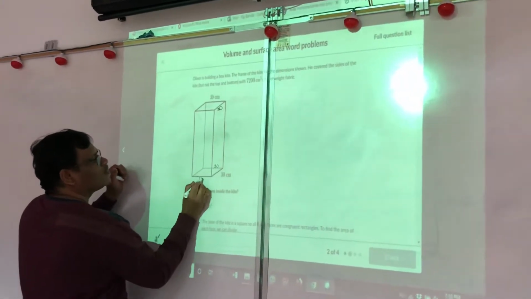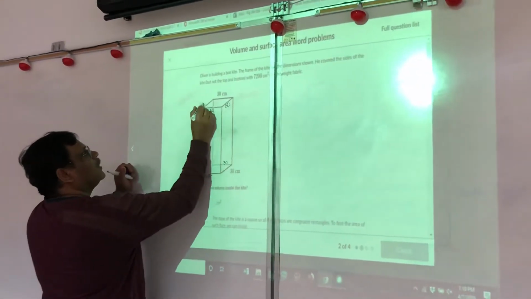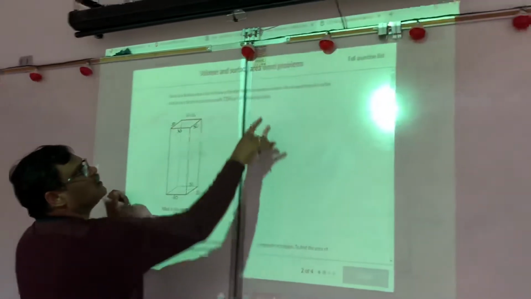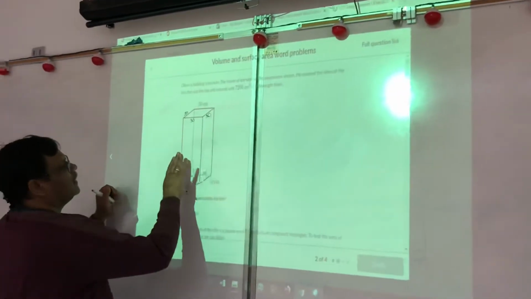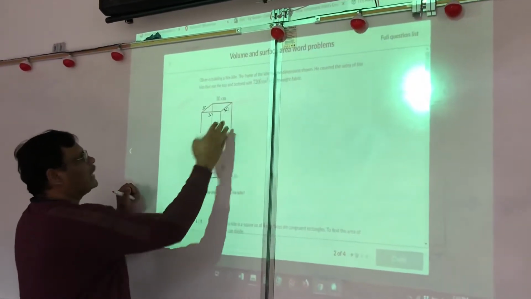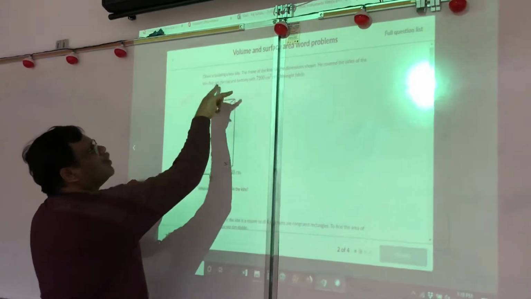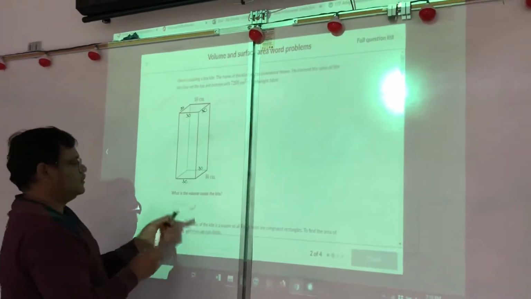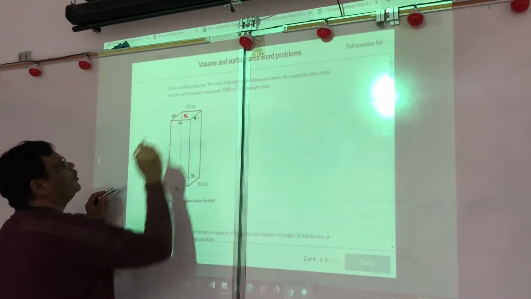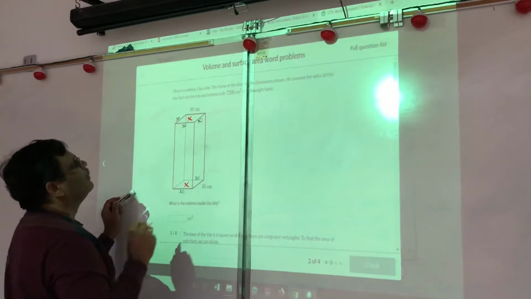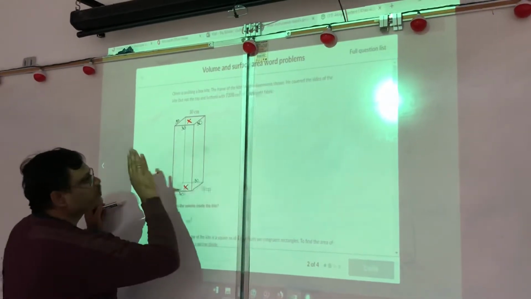So the top and bottom are both squares. He covered the sides of the kite, meaning front, back, left and right, but not the top and bottom, they said. So we're not going to count the top and the bottom. We don't need this top square or the bottom square. He's just covering all four sides of it.